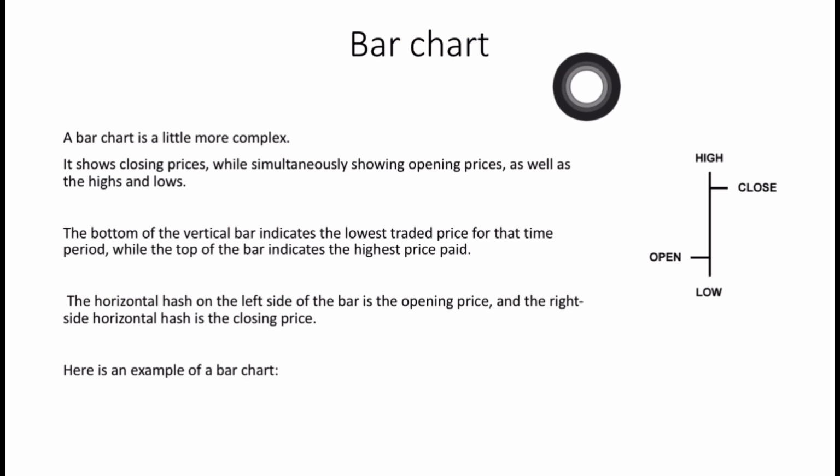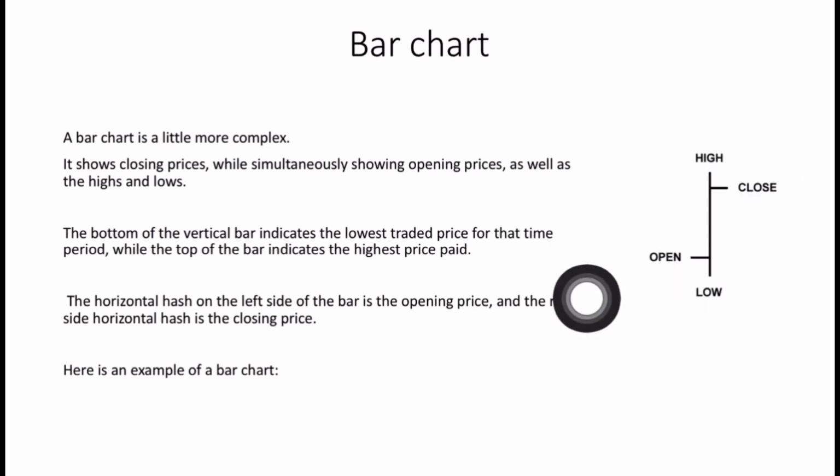Followed by a bar chart. A bar chart is more complex. It shows closing prices while simultaneously showing opening prices, as well as the highs and lows. The bottom of the vertical bar indicates the lowest traded price for the time period, while the top of the bar indicates the highest price paid. The horizontal hash on the left side of the bar is the opening price, and the horizontal hash on the right side is the closing price. Here's an example of the bar chart, this one you see here.